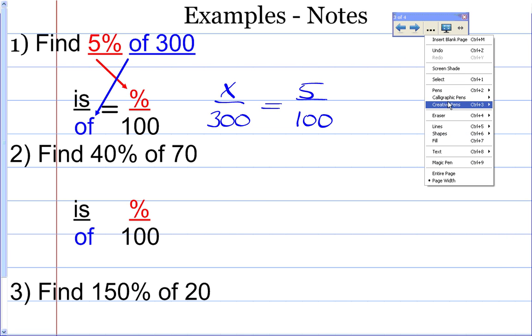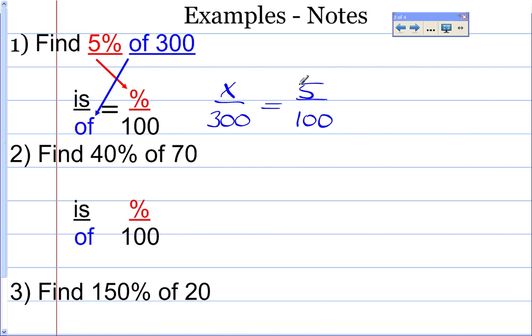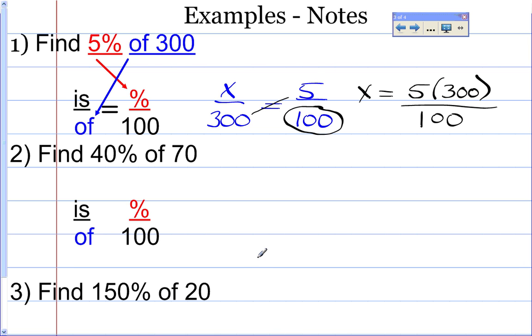And hopefully you remember from earlier in the year how we solve a proportion. If you don't, here's how you do it. Multiply the diagonal numbers and divide by the remaining number. So to find what x is equal to, 5 times 300 divided by 100. So multiply the diagonals, 5 times 300, divide by the remaining number. So if you put that in your calculator, 5 times 300 divided by 100, you'll get that x is 15. And that's your answer.